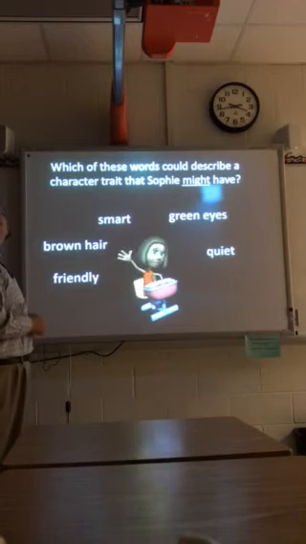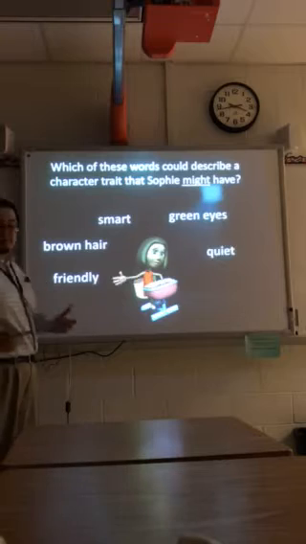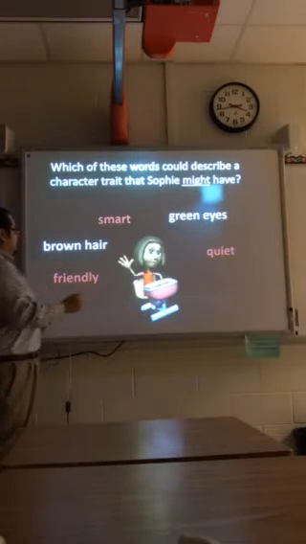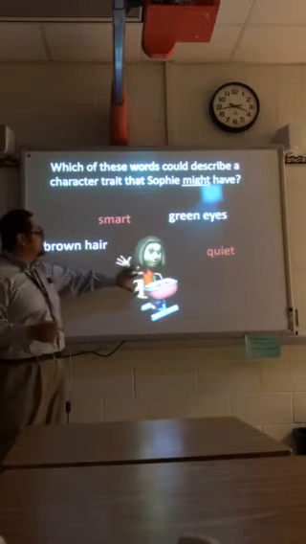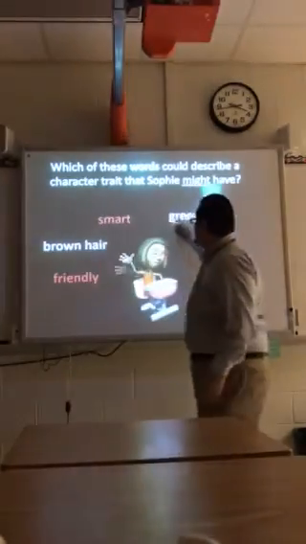Which of these words could describe a character trait that Sophie might have? Those are the ones that we didn't pick last time. That's the smart, friendly, and quiet. She might be these things, but we don't know because we can't see it.